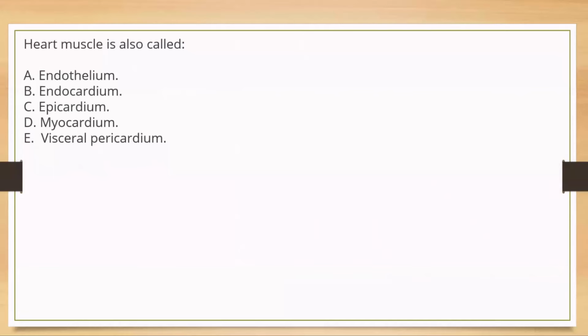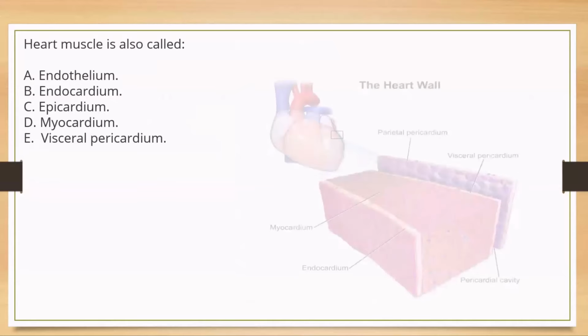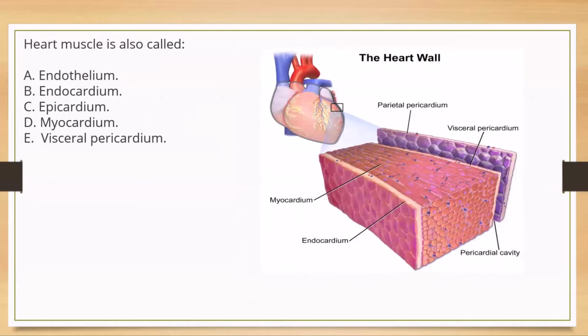Now, the heart muscle is also called, so even by the name heart muscle. In medicine, when we say heart, we're referring to cardio, right? When we say muscle, we're referring to myo, as simple as ABCD. But before we zoom into the answer, it is worth knowing that the heart has three walls, or three layers. We call them the epicardium, the myocardium, and then the endocardium.